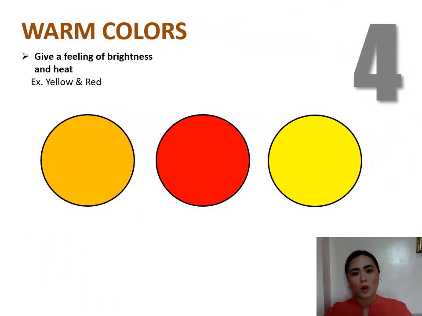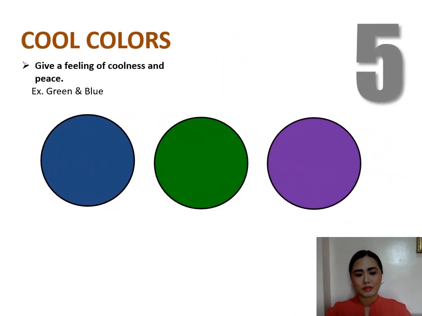Our fourth category are warm colors. Warm colors give a feeling of brightness and heat. Our example, we have yellow and red. And our last category, we have cool colors. Cool colors give a feeling of coolness and peace. Our example, we have green and blue.